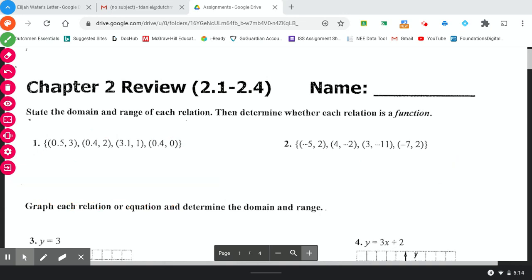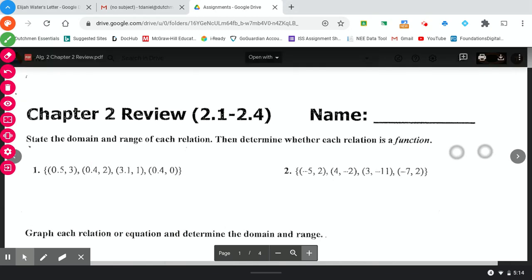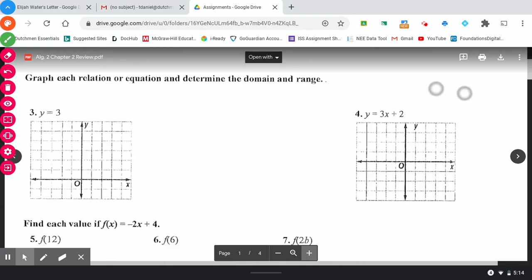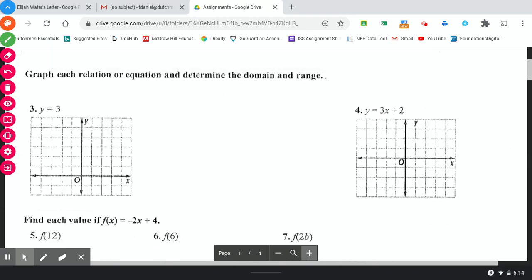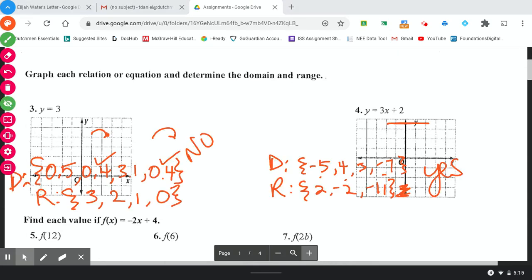Okay. All right. Then if we scroll up here, they want you to graph each relation and determine the domain and the range. So in this one, let's clear all that out. Let's see if I can do that.